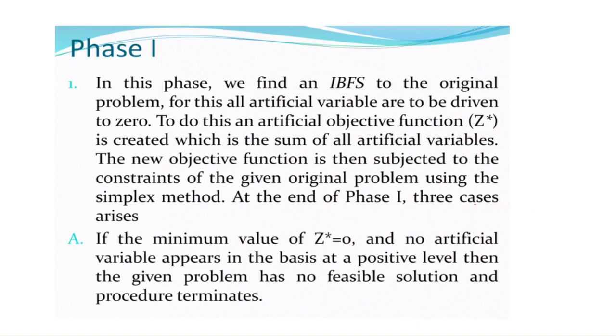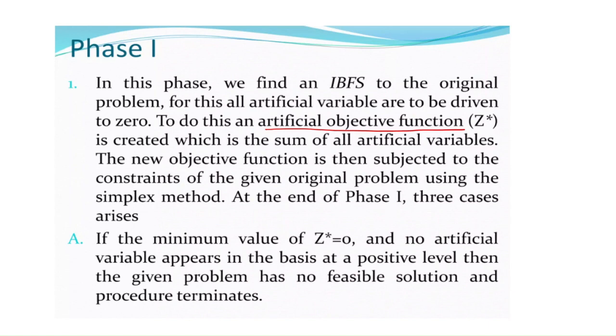So as the name suggests, the two-phase method means that it is having two phases. In the first phase, we'll be finding the initial basic feasible solution to the original problem, and we'll be defining an artificial objective function which is created with the help of the sum of all the artificial variables. So the new objective function is subjected to the constraints that are given with the original problem, and we'll be solving using the normal simplex method.